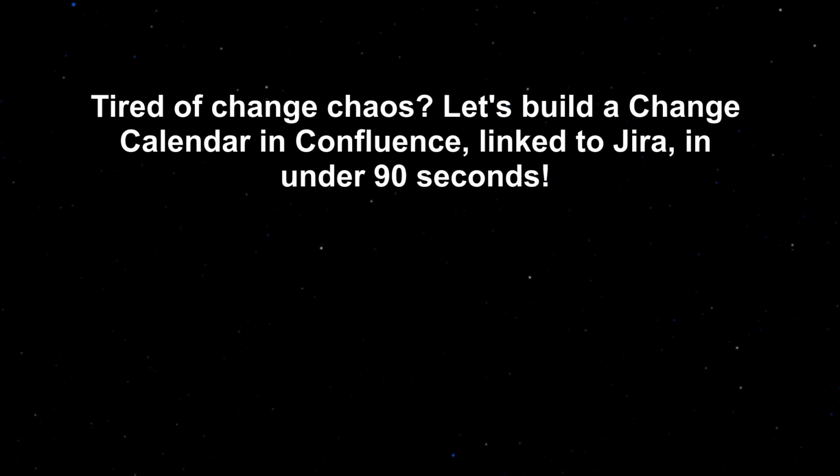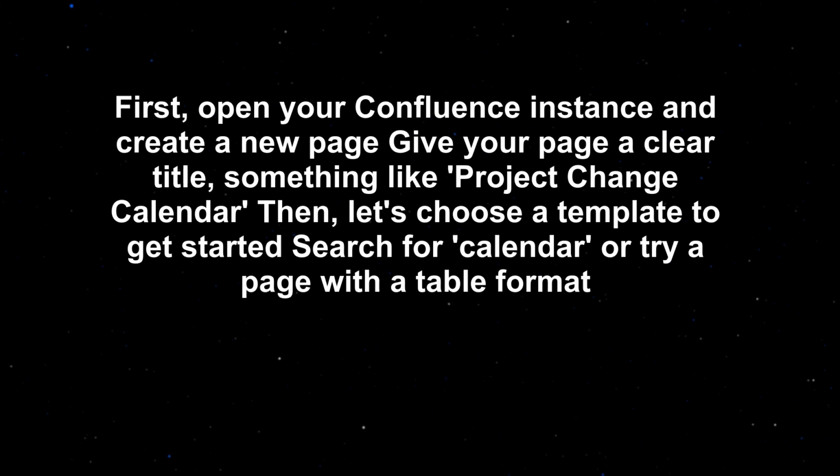Tired of change chaos? Let's build a change calendar in Confluence, linked to Jira, in under 90 seconds. First, open your Confluence instance and create a new page. Give your page a clear title, something like Project Change Calendar. Then, let's choose a template to get started. Search for calendar or try a page with a table format.